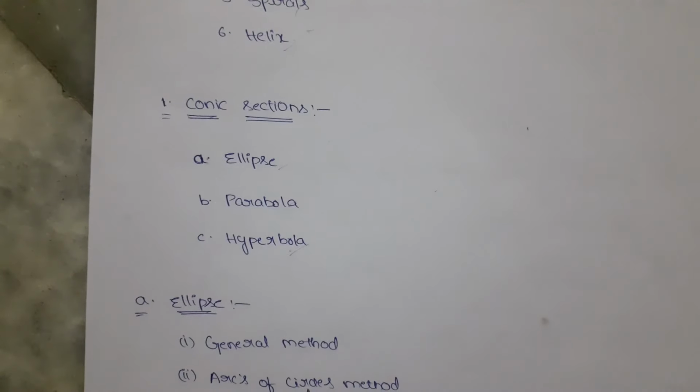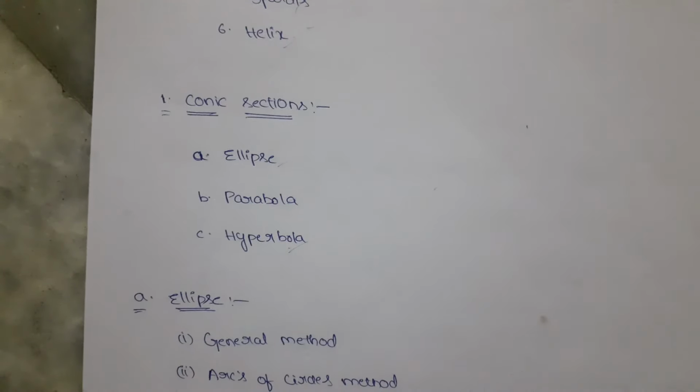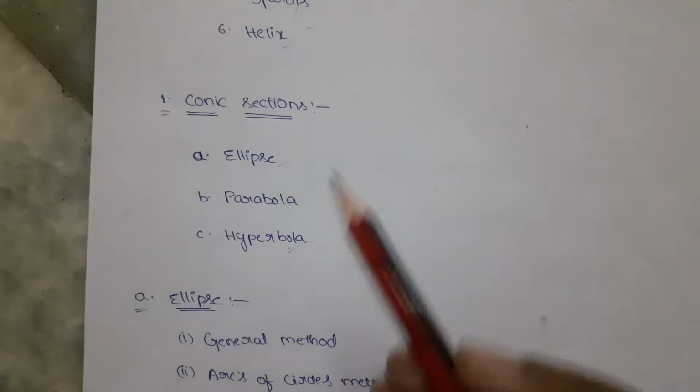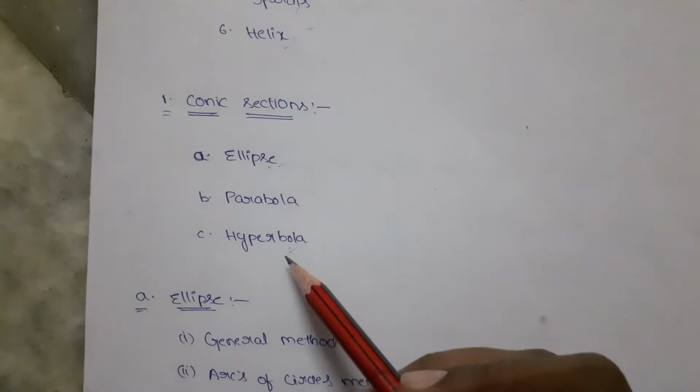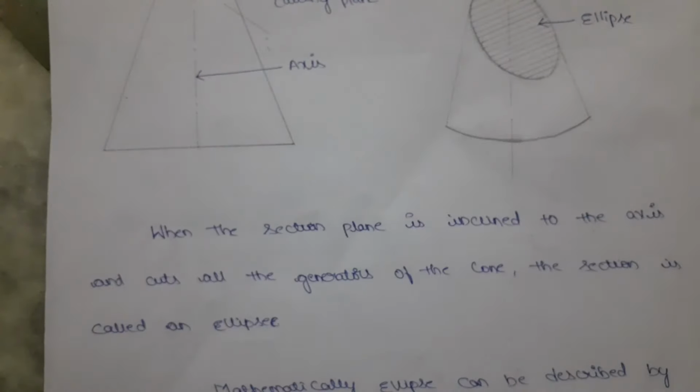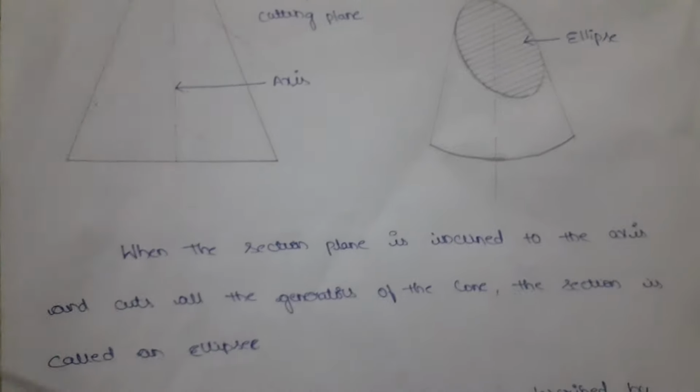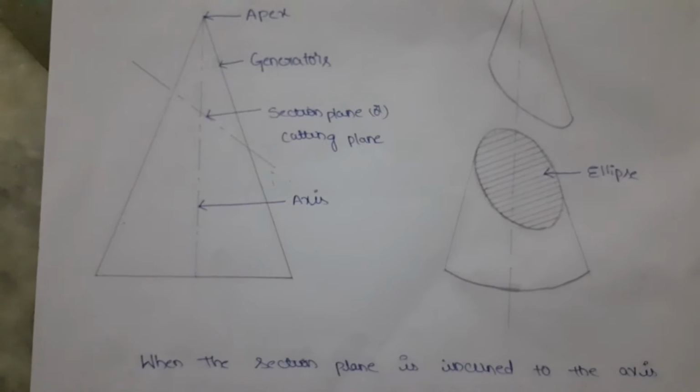In the conic sections, again it is subclassified into three types of curves. One is ellipse, the second one is parabola and the third is hyperbola. So these are the three curves we have in conic sections. Let's see about all three types of conic sections. Let us see the first one, ellipse.